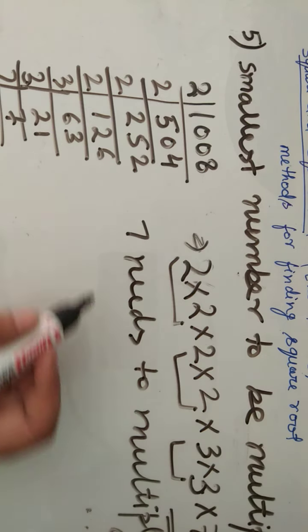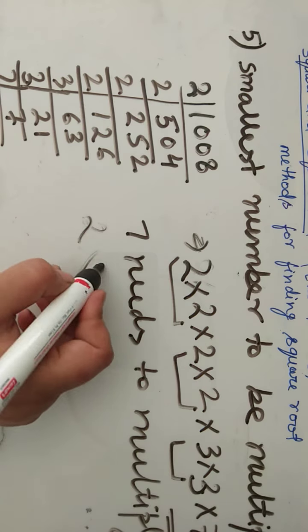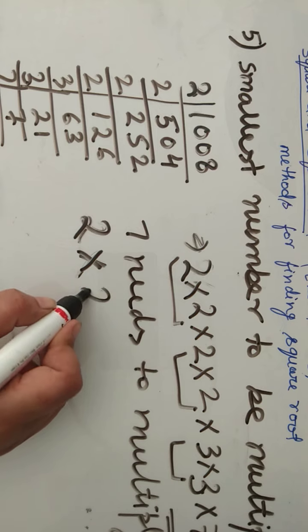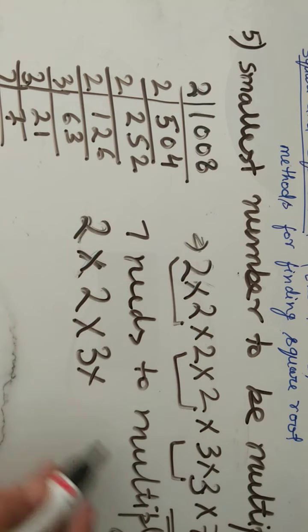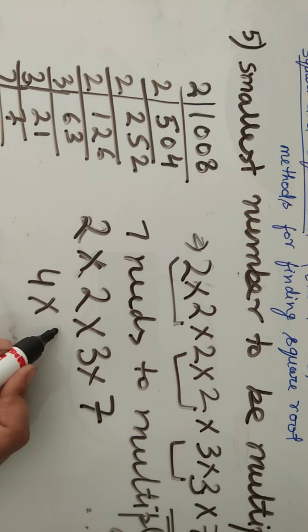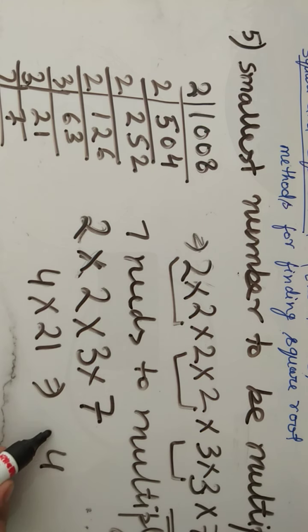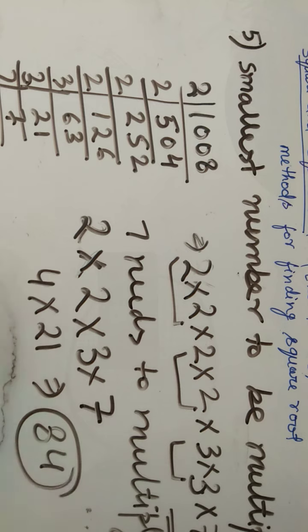So for this, whatever the pairs you are getting, you multiply those. You multiply 2 and 3 and 7 also, because 7 का भी हमने पेयर कंप्लीट कर लिया है. Okay, so 2 2s are 4 and here we are having 7, 3 7s are 21. So when you multiply it, 4 1s are 4, 4 2s are 8. So 84 is the square root of that perfect square number that is obtained by multiplying that number by 7. Okay, so this is the smallest number that needs to be multiplied.